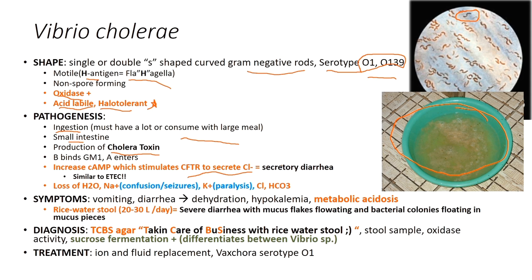Once chloride is secreted, which is known as secretory diarrhea, water is going to follow this, sodium is going to follow this, and that can lead to hyponatremia, which can cause seizures and confusion. We also have potassium loss. Why? Because we're kicking in our RAS system.